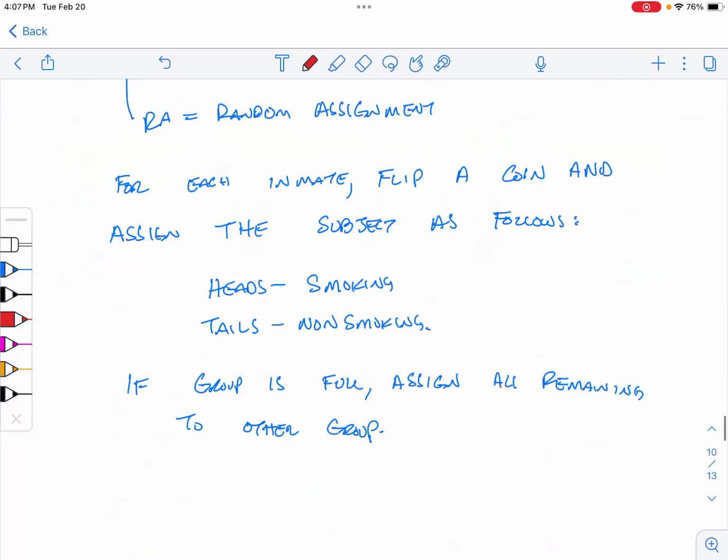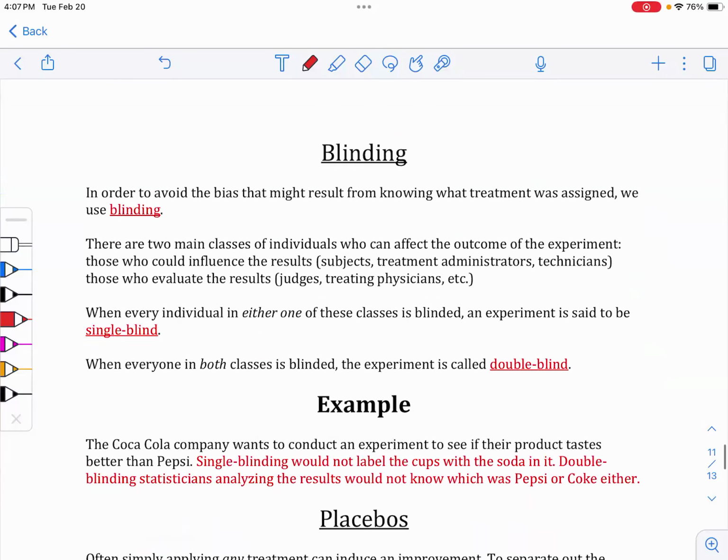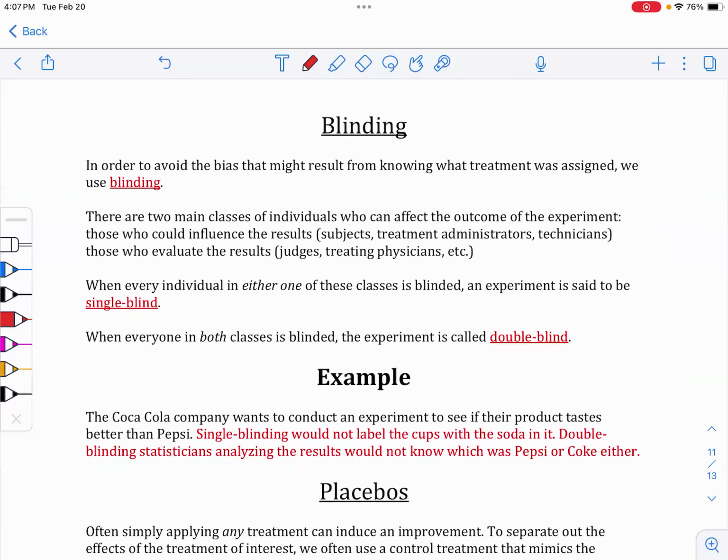So again, for your knowledge, there are some additional things that we can do to make studies effective in general. Blinding is a big one. Blinding comes down to the concept of whether your personal biases are involved.